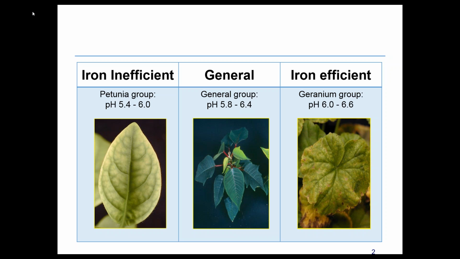Then we have the middle group of plants called the general group. They grow well at a wider range of pH, but their optimal pH would be 5.8 to 6.4, and we're going to talk about this group as well. But we also have the other extreme, iron-efficient plants. These plants take very little iron to supply their needs, but the problem is that if they have a little too much, they tend to run into iron toxicity. This is what we call the geranium group, and this group grows best at a pH of 6.0 to 6.6.